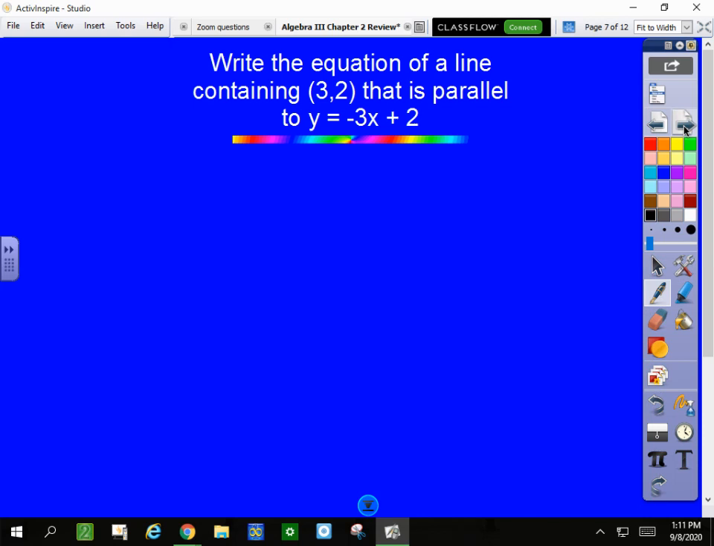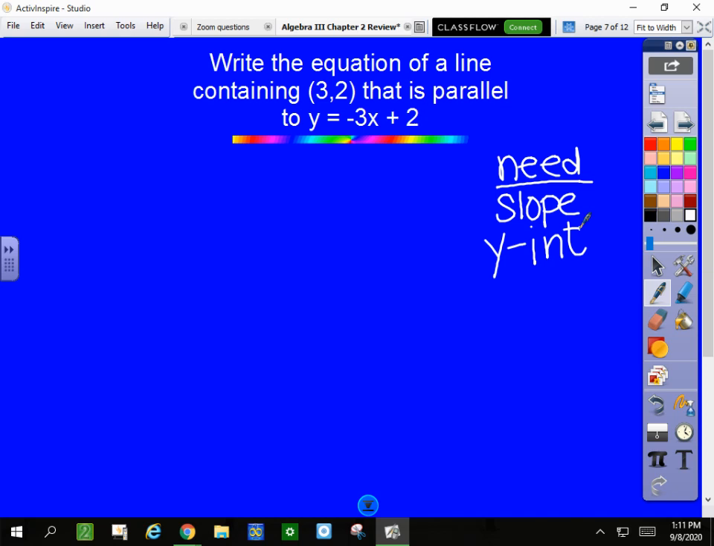Same scenario, just different information given. I think different information. Yes, it is. So now we're given neither the slope nor the y-intercept. We still need the same two things. We still need slope and the y-intercept. But for this problem, we're given neither.